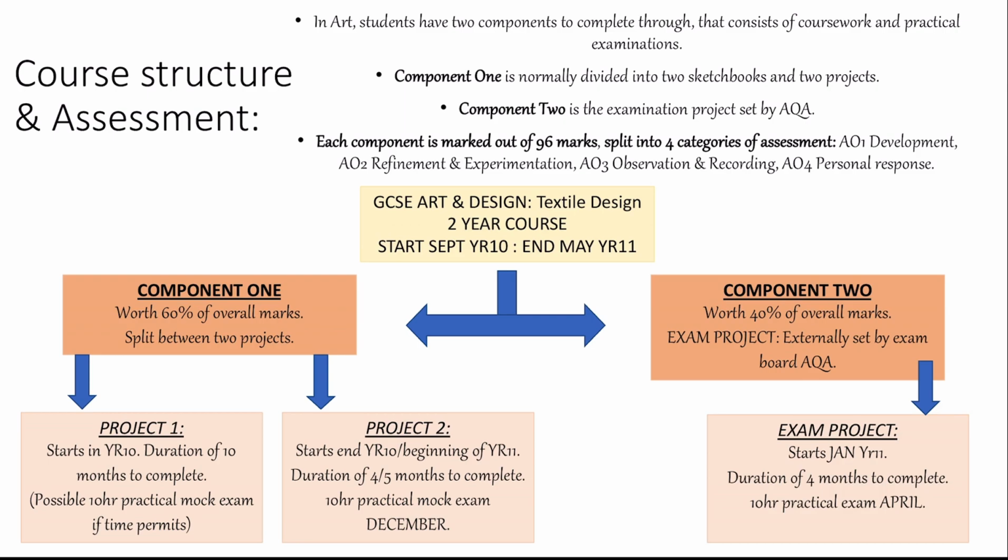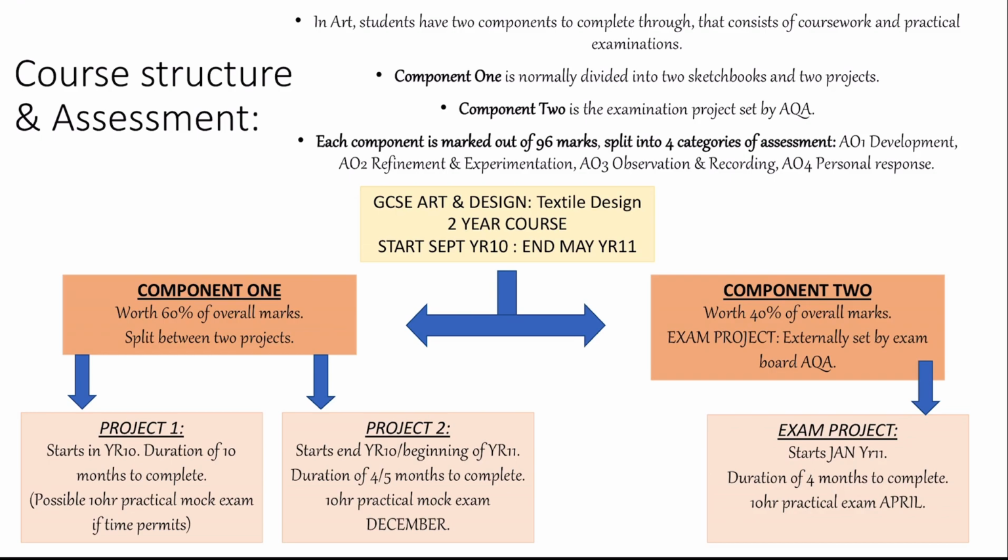If we look at the course structure and how it's set out, it is exactly the same as that in GCSE Fine Art. Again, the only difference is that students will be working with different textiles and different materials. In both subjects, students have two components to complete that consist of coursework and practical examinations. Component one is known as the coursework portfolio, and we divide that into two sketchbooks, into two separate projects.